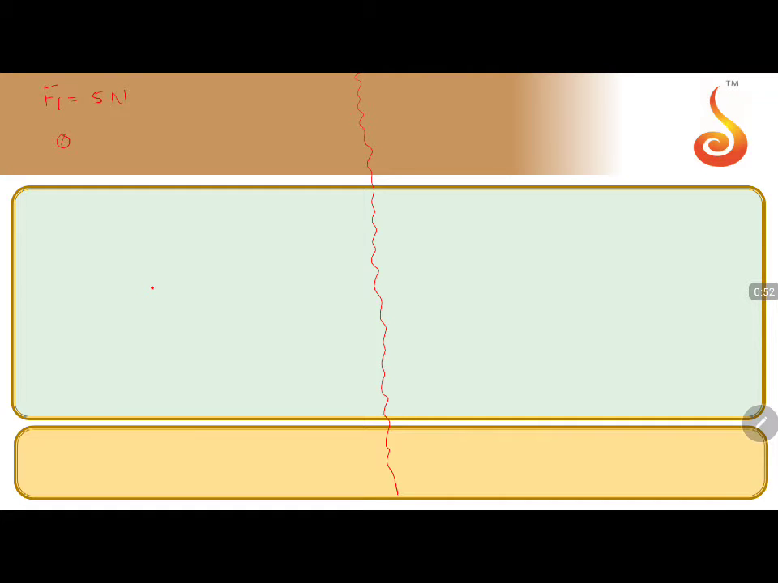So initially the separation between the two charges, say the two charges are Q1 and Q2, assume them to be like charges, and the initial force is 5 Newton and the initial separation is 0.06 meter.